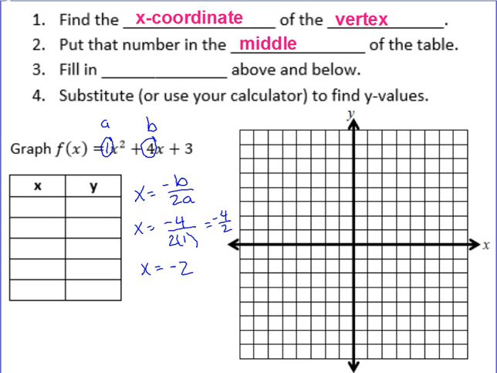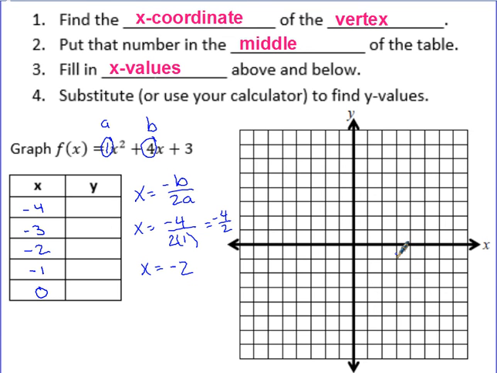That number is going to go in the middle of my table. So right here, negative 2. Then I'm going to fill in x values above and below. So I'm going to go less than negative 2, so negative 3, negative 4, and then I'm going to go greater than negative 2, so negative 1 and 0. Now I have 5 x values, and I need the y values to be able to graph them.